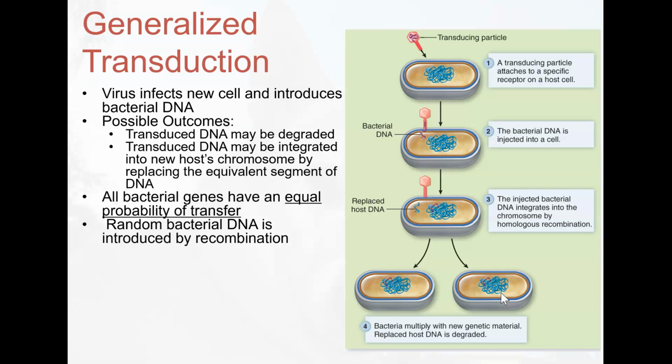Now again, there is a different kind of transduction called specialized transduction, and as you can imagine, that form of transduction will carry a specific type of DNA over to that new bacteria. It's actually a cool process, but it's a bit complicated to try to explain online, so I'm going to just leave it out of this unit. So that's our second type of recombination, transduction.